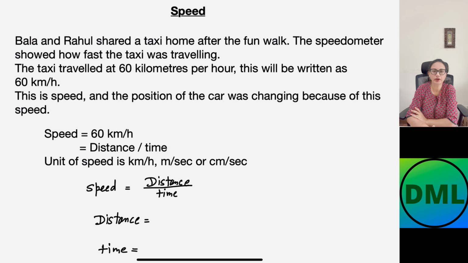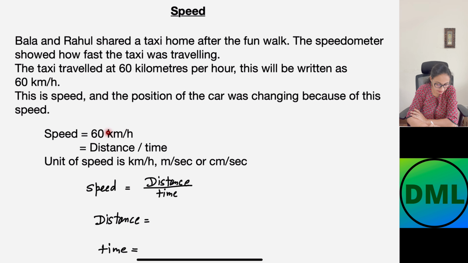Bala and Rahul are sharing a taxi and they are moving from one place to another, and the taxi is moving at a speed of 60 km per hour. So we write down the kilometer as km and the hour as h. This will be read as 60 km per hour. This is the speed, and the position of the car was changing because of this speed.